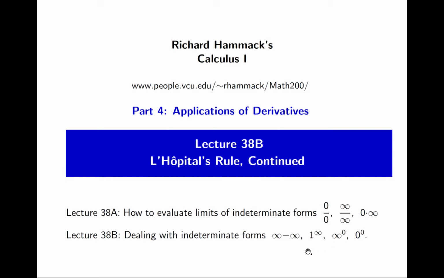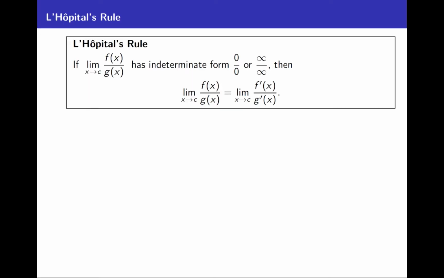Today we'll see that there are 4 other indeterminate forms: infinity minus infinity, 1 to the power of infinity, infinity to the power of 0, and 0 to the power of 0. To evaluate limits that have these 4 new indeterminate forms, we use L'Hopital's Rule.